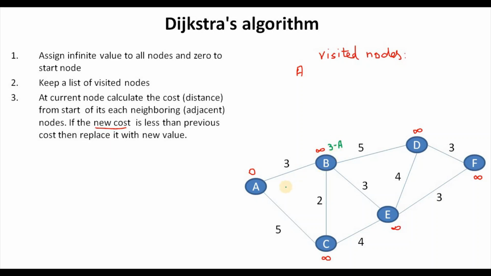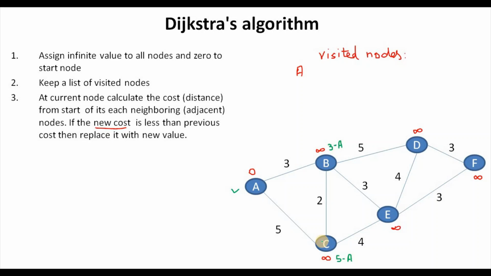Okay, and now another adjacent node to node A, our current node, is C. Now we shall go to C and see how much cost it has. Going from A to C has a distance or cost of 5. So we shall write here 5, A. This is the cost of node C.